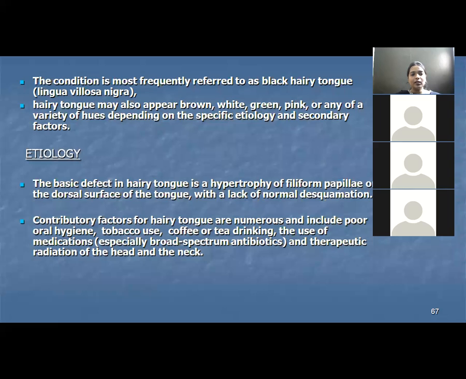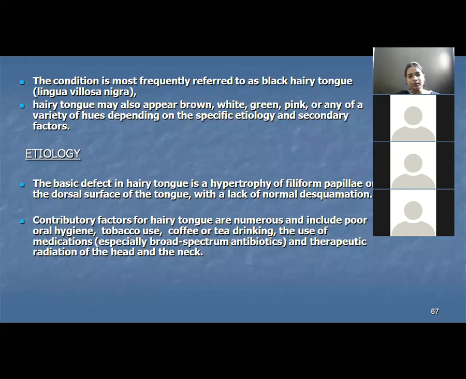Then contributing factors, what are the etiological factors of hairy tongue? They are numerous and include poor oral hygiene, excessive tobacco, coffee and tea drinking, the use of medication, that is broad spectrum antibiotics, and therapeutic radiation. These are all contributing factors for hairy tongue. What are the contributing factors? First one is poor oral hygiene.